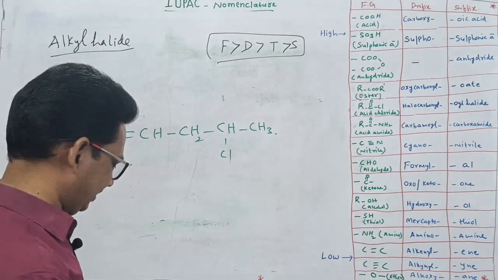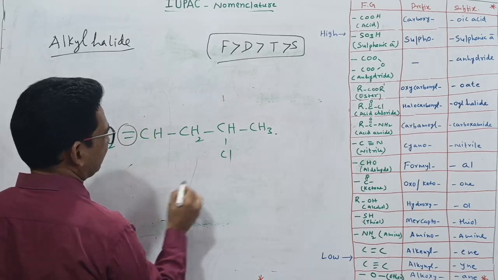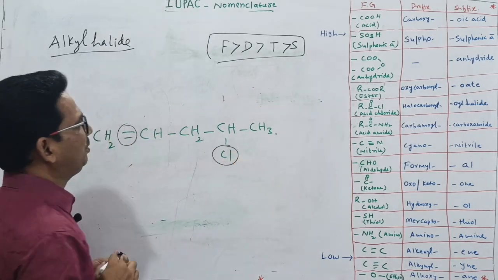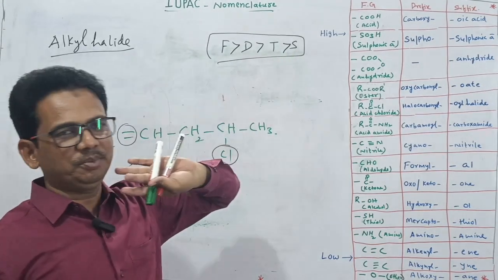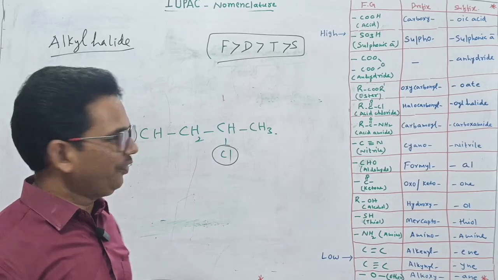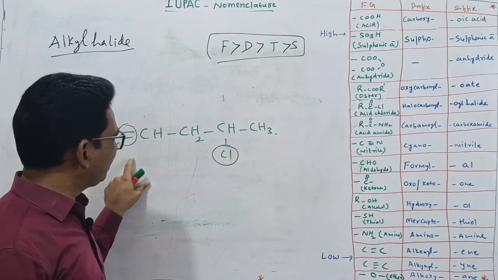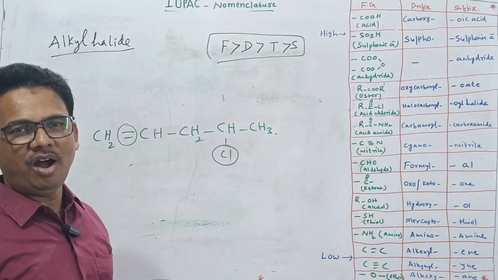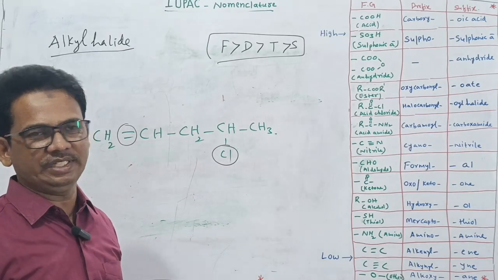See, in this case, double bond is also present, substituent is also present. At that time what will we do? We have to follow this rule. First priority goes to what? Double bond, irrespective of the substituent, that is the halogen.